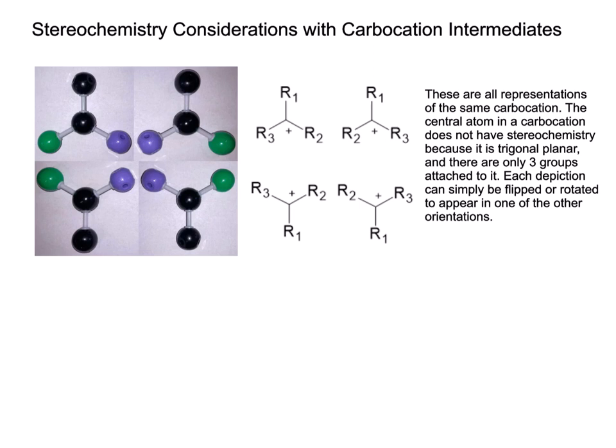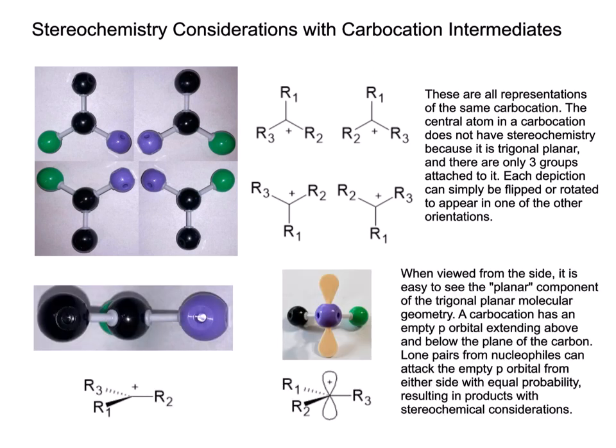So go ahead and look at those and see, okay, I can just flip this one over 180 degrees, or flip it left to right, flip it top to bottom, or just rotate it, and we'll arrive at any of those other representations. So in other words, they are all identical. Now I also wanted to show you the side view of a trigonal planar carbocation, because when we view it from the side and not from the top, it's easy to see the planar component of the trigonal planar molecular geometry. In other words, it's flat.